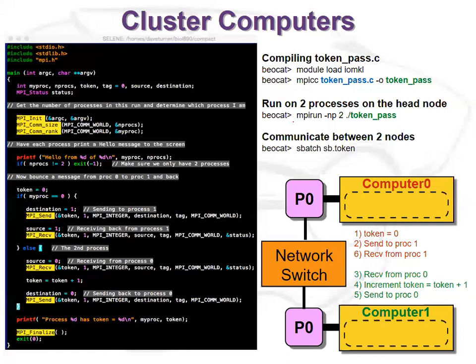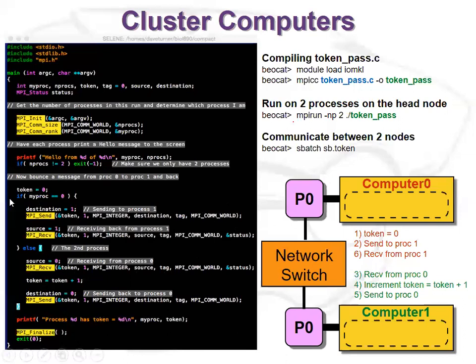So one token, a token is a variable here. So this conditional here is how I'm dividing up the workload. I have two processes in this case. Process zero is going to start by sending a variable to process one, and then it's going to wait for something coming back. This else command is going to be the second process. It's going to receive that and then echo it back with a send command.